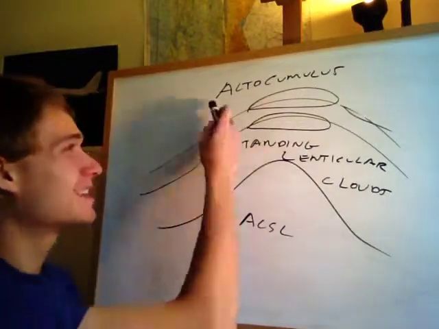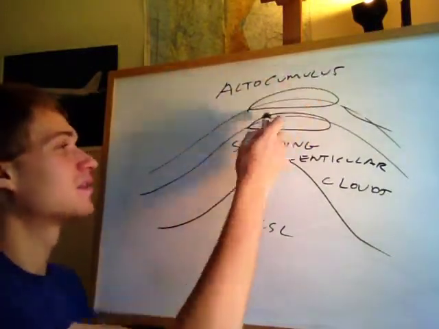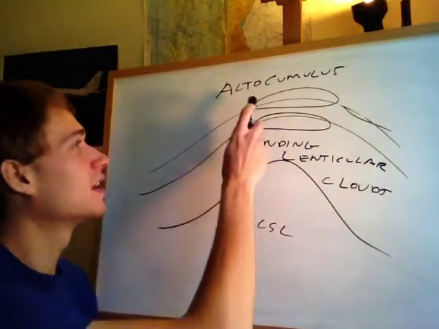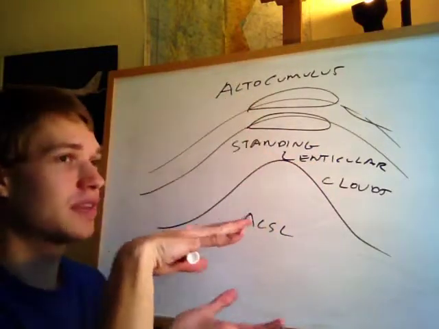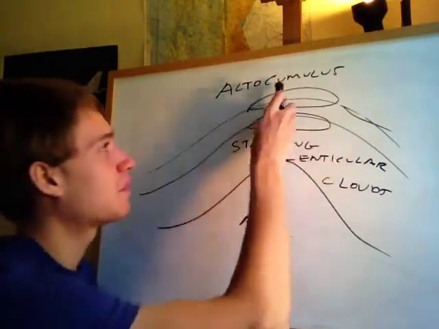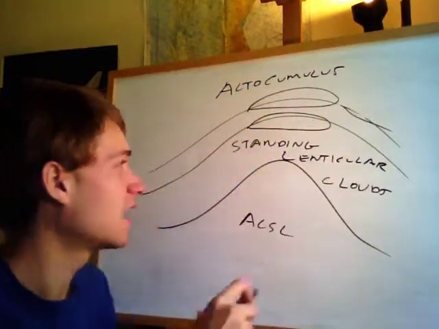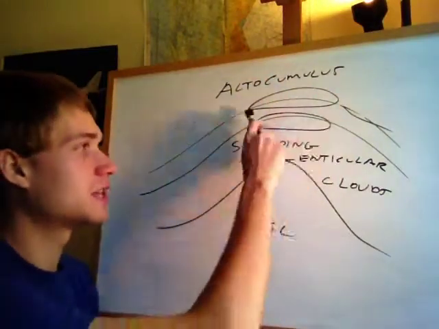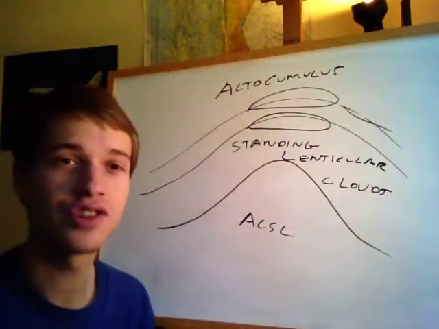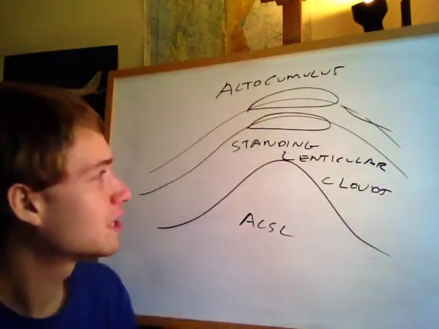And it's actually really simple, because it's just putting a bunch of little cloud terms together. It's alto because that talks about the height at which it is happening. Cumulus, you've heard of cumulus clouds. Standing because it's in a standing wave, and lenticular because it's lens-shaped. So alto, cumulus, standing lenticular clouds.